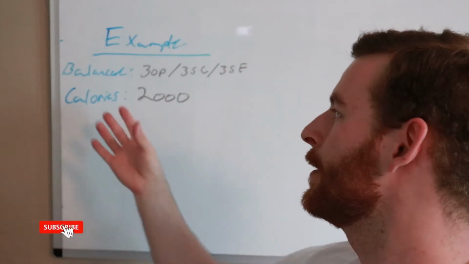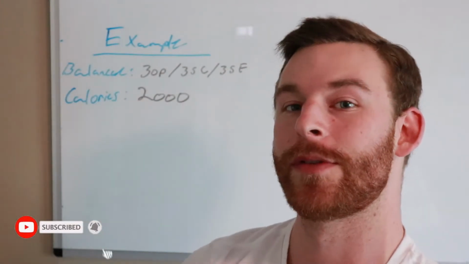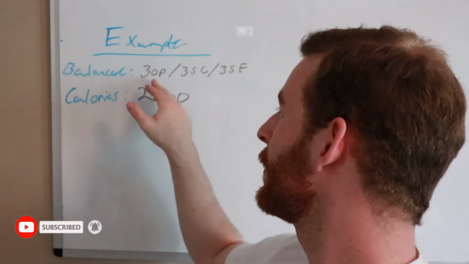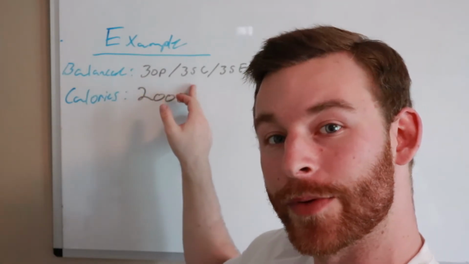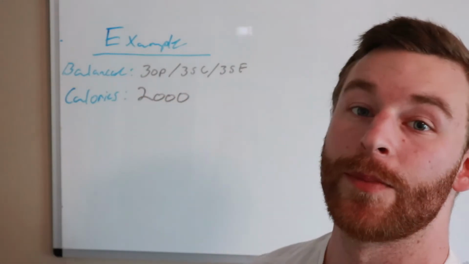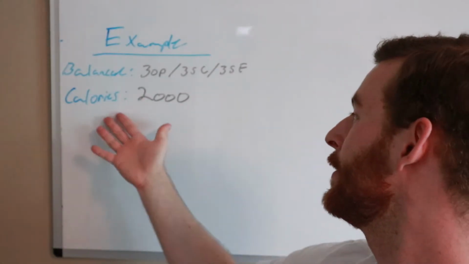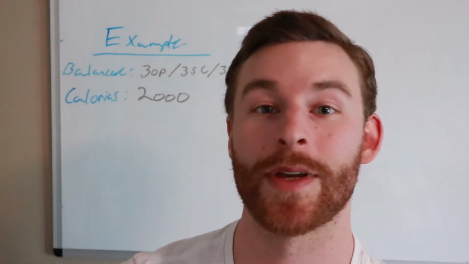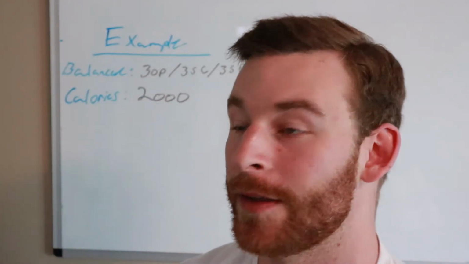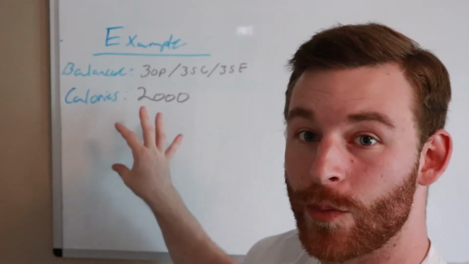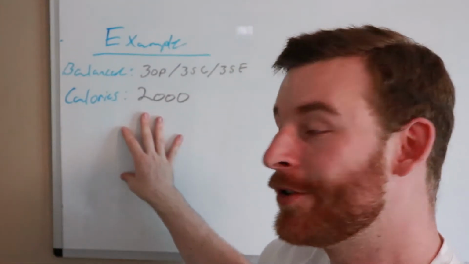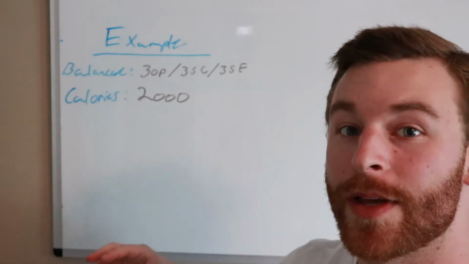This is the part you've most likely been waiting for, and that is how to calculate your calories. So from our previous examples, we're going to be going with a balanced approach for this example. So we have 30% protein, 35% carbs, and 35% fats. Now this individual, for example, needs 2,000 calories in order to lose weight. So let's calculate what this person's macros should be while eating 2,000 calories.